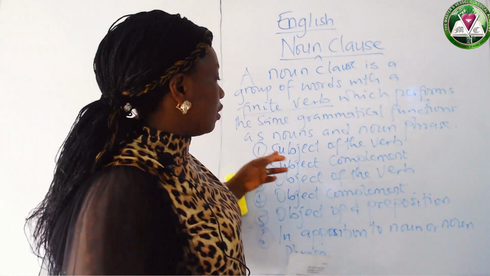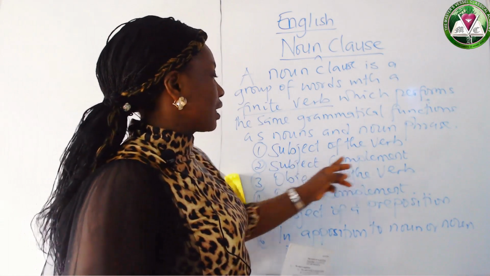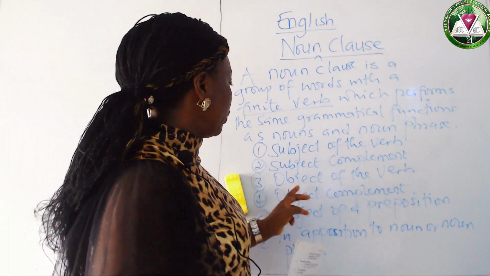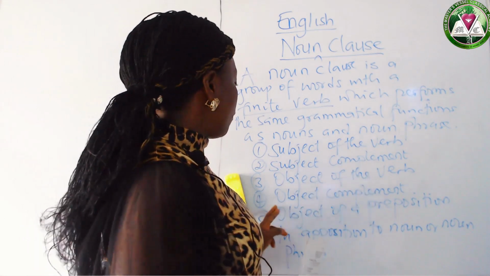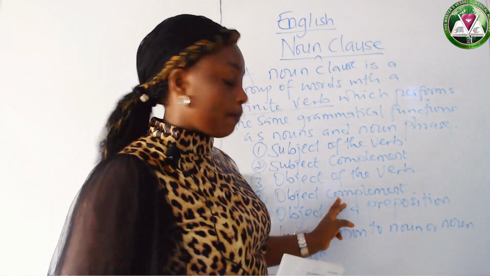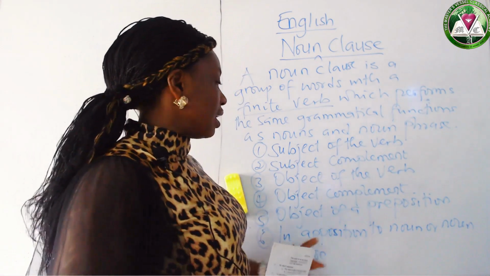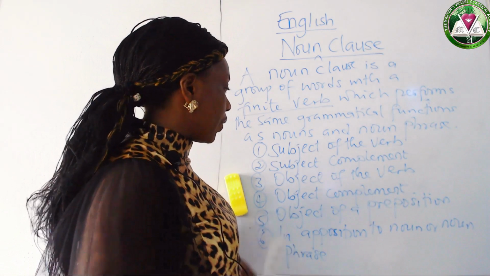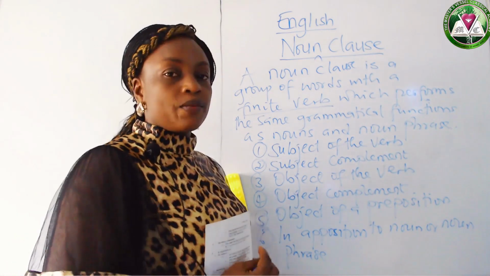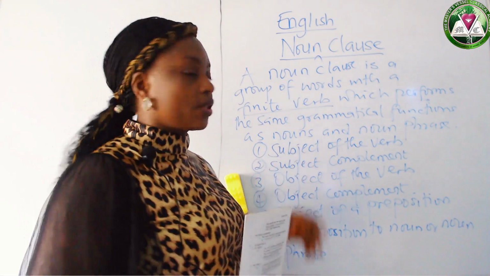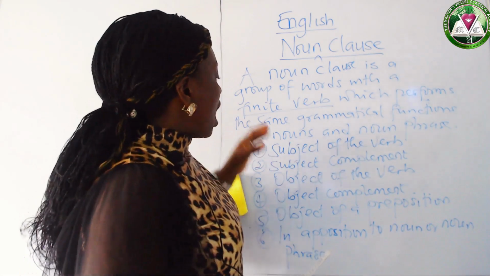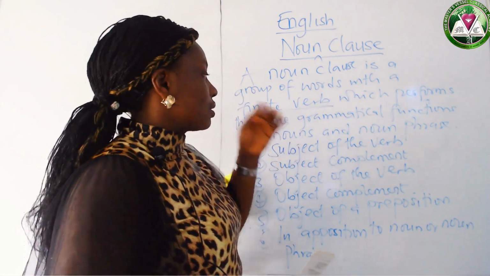The first one, we say subject of the verb. Number 2, subject complement. 3, we have object of the verb. 4, object complement. Then 5, we have object of a preposition. 6, in apposition to a noun or a noun phrase. So we are starting with subject of the verb. What happens when a noun clause functions as subject of the verb?